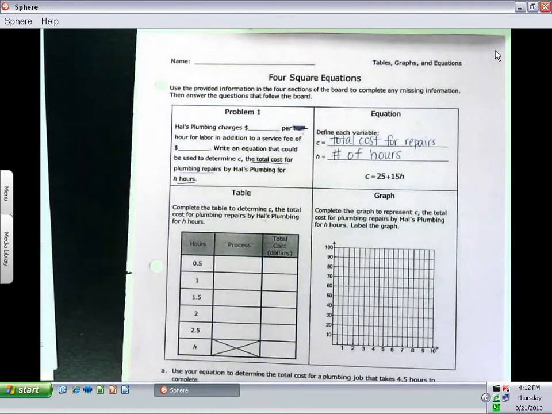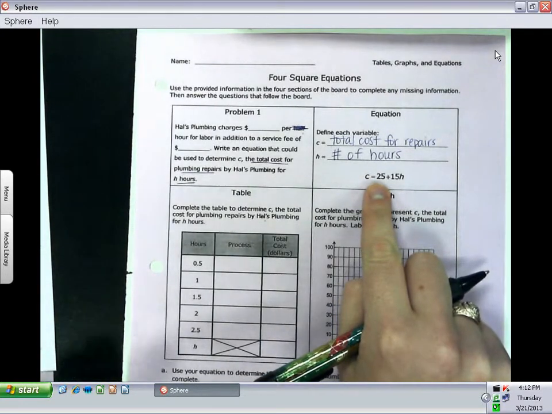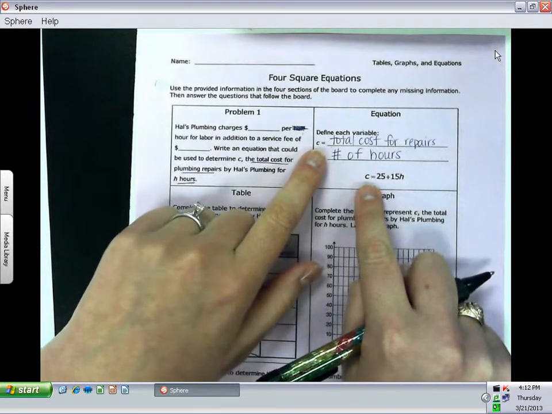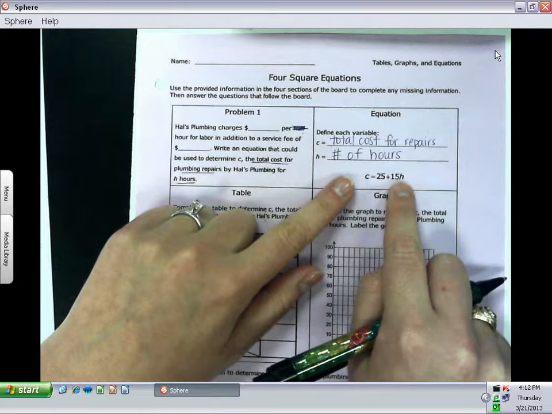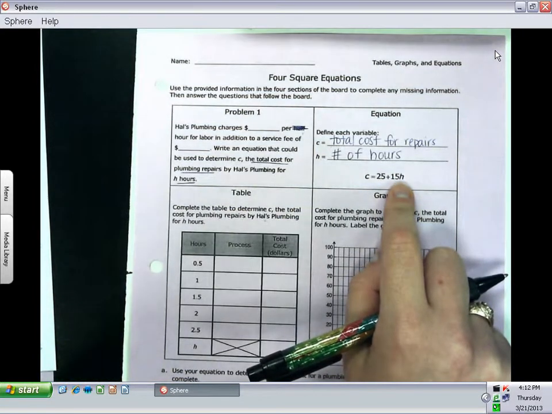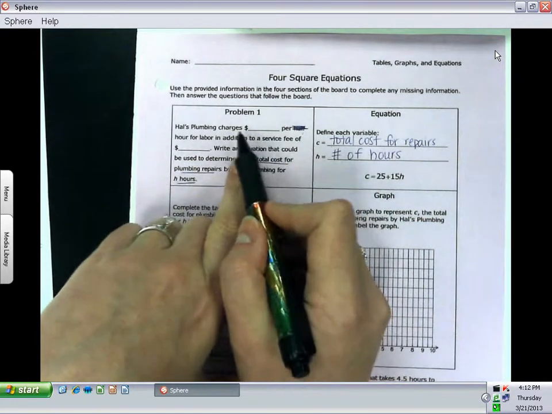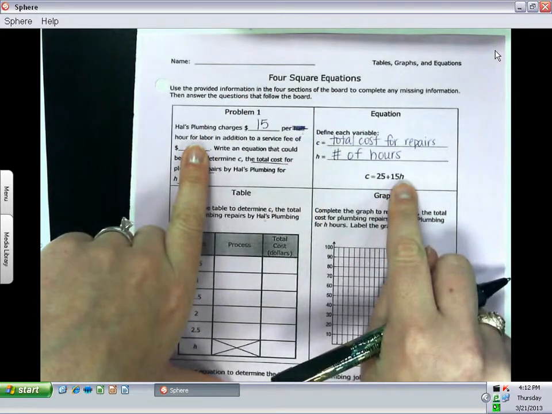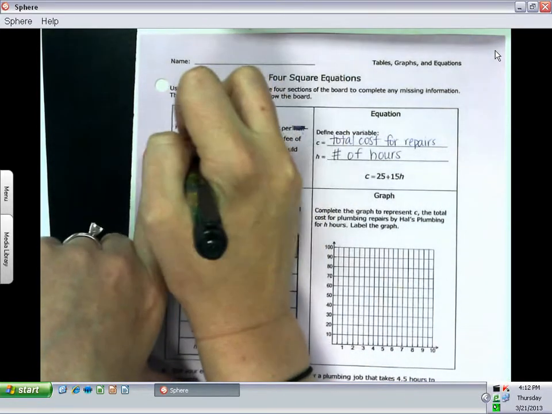And in this problem, they actually give us the equation. They tell us that C is equal to 25 plus 15H. If I know that C is my total cost and H is my number of hours, 15 times H, that's my part that's changing every time, and that's my $15 per hour. So if I go back to this first part here, house plumbing charges $15 per hour for labor. They also charge an additional fee of $25.